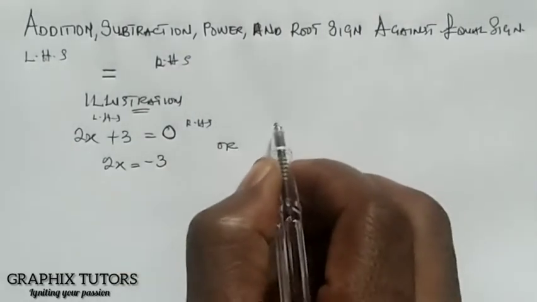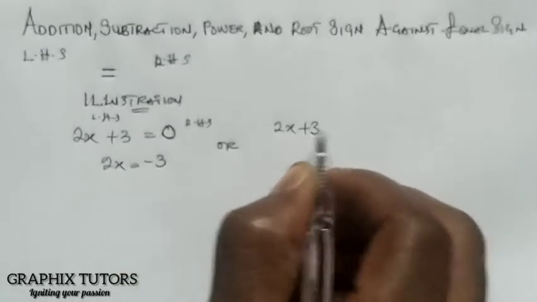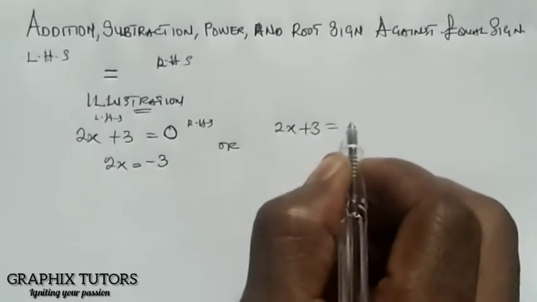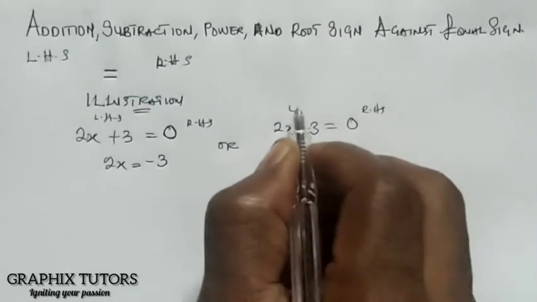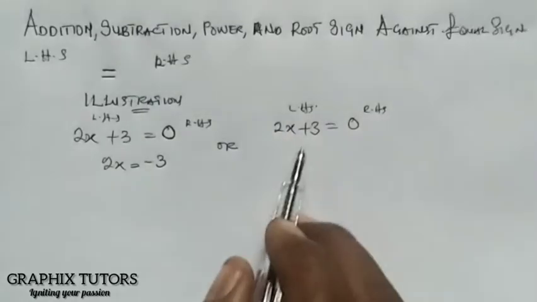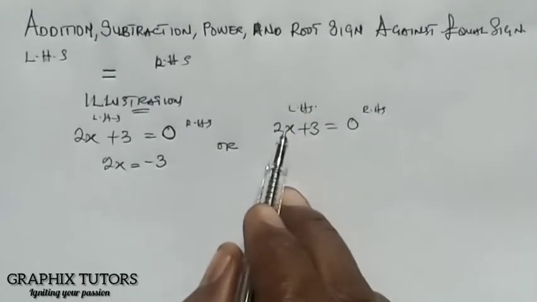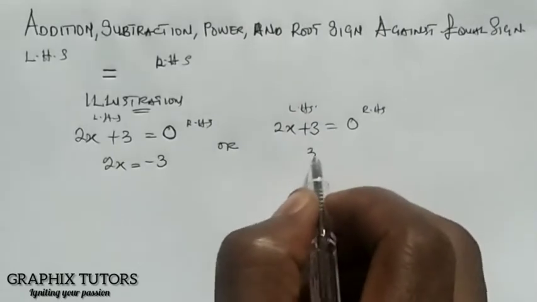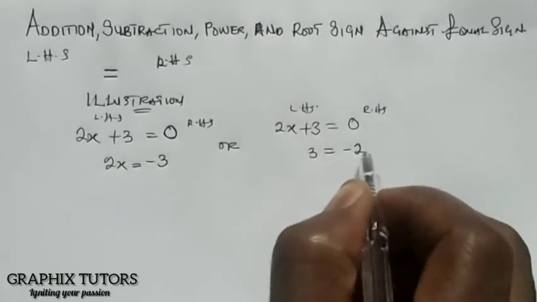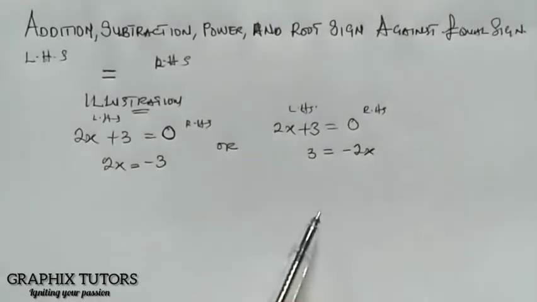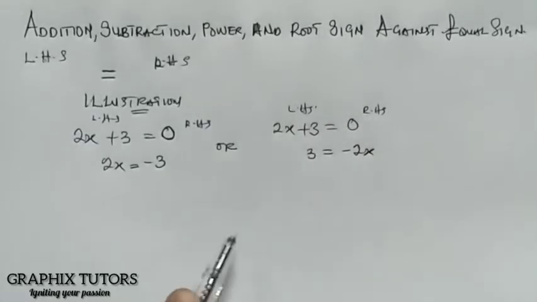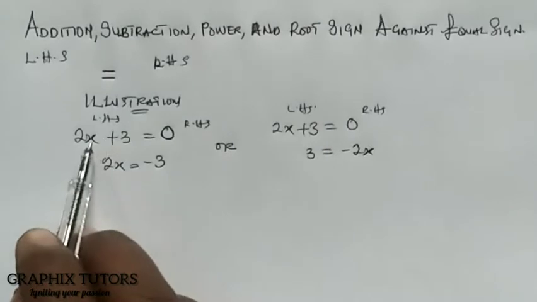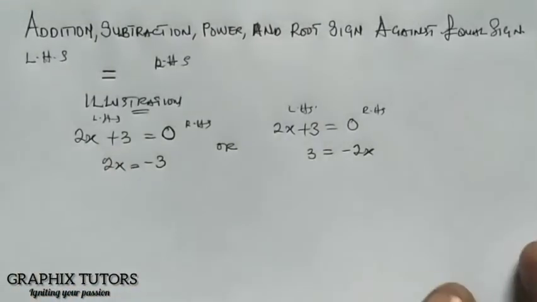Or if I have 2x plus 3 is equal to 0, like I said, right hand side, left hand side. If I want to leave the 3, let the 2x come here. So my 3 will be equal to minus 2x. Can you see? So whatever crosses to the other side will change. That is in terms of addition and subtraction.